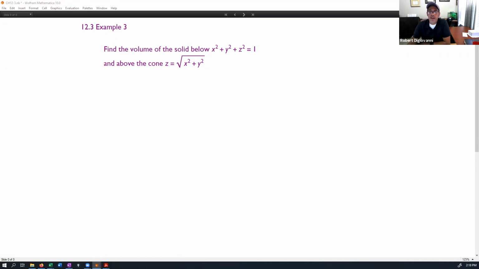All you're trying to do is set it up, okay? Don't worry about doing the actual integration. Just see if you can set up the integrals. There you go. So the breakout rooms are open for you.